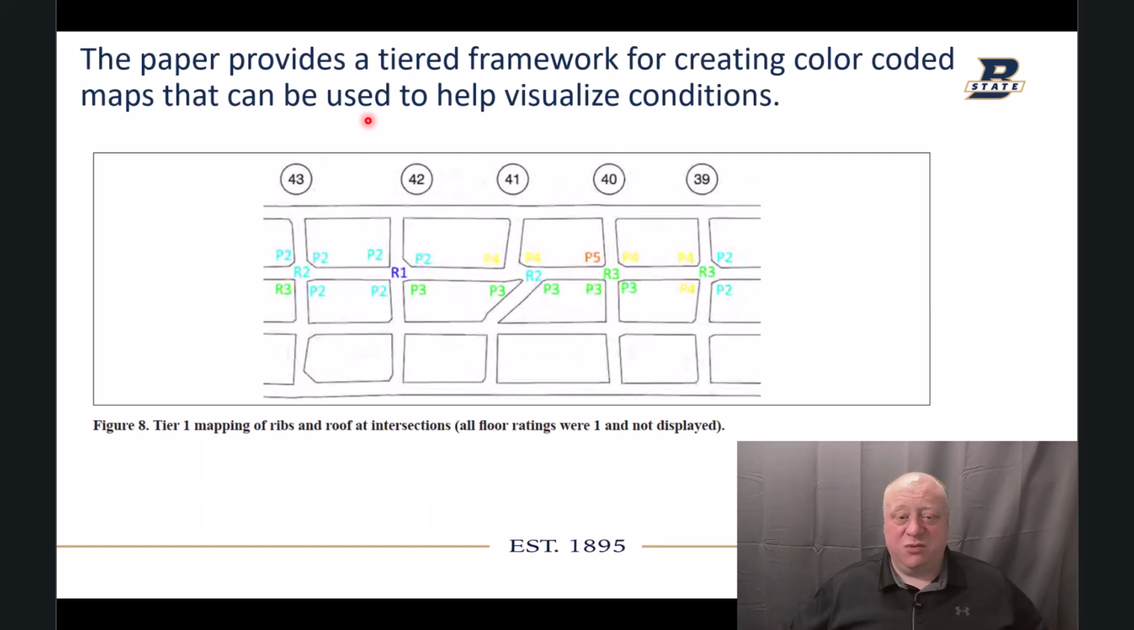The paper also provides more information than just what to look for, and it provides a tiered framework for creating color-coded maps that can be used to help visualize conditions. Okay, so for example, tier 1, if you're just doing the mapping at every intersection, this is what your map would kind of look like. So it looks something like this. Each intersection gets a rating, each corner gets a rating for the pillar. In this case, floor ratings were 1, and they're not displayed on here, but you would also have like an F1, F1, F1, F1, that sort of thing.